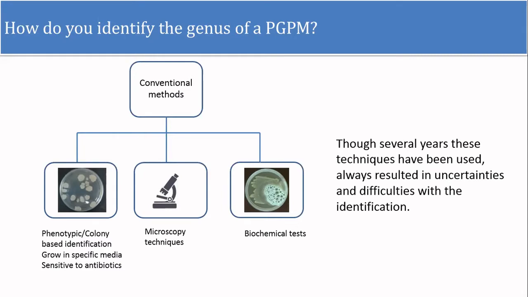There are also some biochemical tests available, which have been very well explained in some of the textbooks. But at the same time, those techniques have been used for several years, and as said in the previous presentation, they require some expertise or experience to identify or discover the organisms and the genus. Even then, that always results in uncertainties and difficulties with the identification.